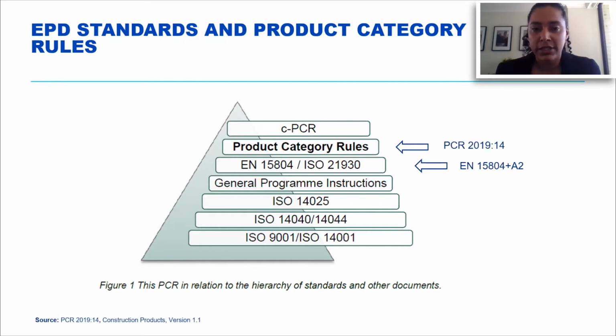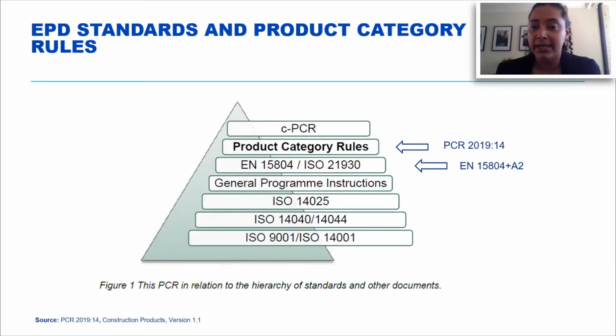And the new PCR that we were looking at as well is the 2019-14 PCR. On top of that, as you can see, there's an additional level. So these are even more specific product category rules for specific products. There are some products within construction materials that might have additional requirements, but in the case of steel, that's not available. So the maximum level of detail we go for is the one provided by PCR 2019-14.